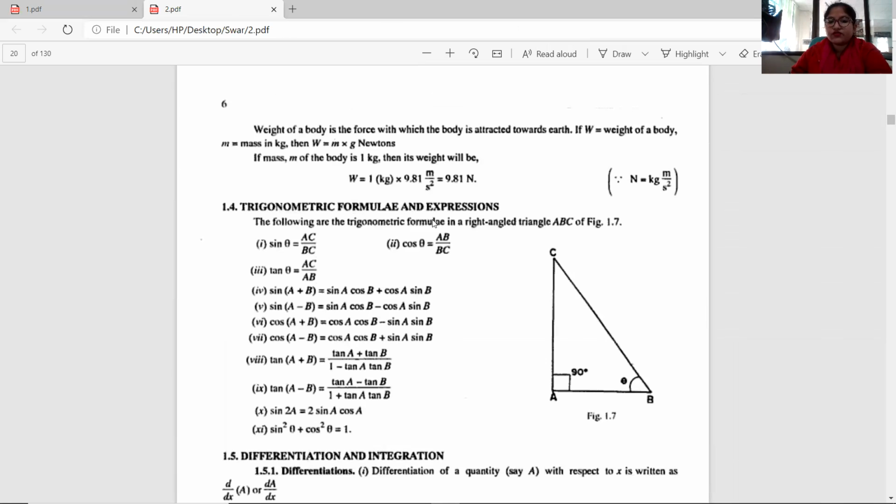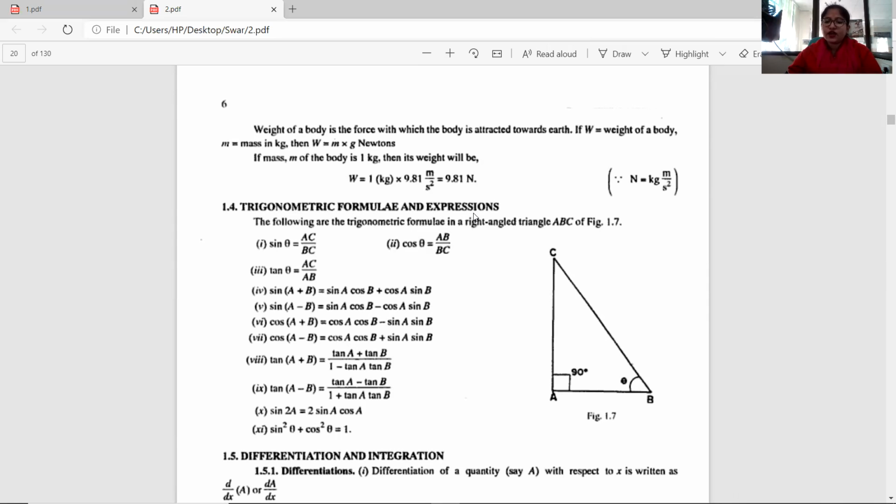There are some trigonometric formulas and expressions which we have to know, because we have to solve triangles and parallelograms. So we know about sine theta, what is sine theta, what is cos theta, what is tan theta, the formulas of sine theta, cos theta. There are some formulas of trigonometry which we have to know to solve these kinds of problems related to the law of parallelogram and law of triangles.